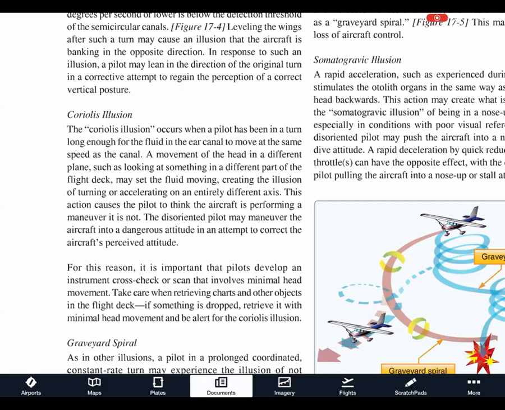Another example where you can encounter this, just to give you an idea, is if you've ever been on a centrifuge type ride, like I think at Mission Space at Epcot. If you've ever ridden on that, they always tell you to put your head forward and look straight ahead.